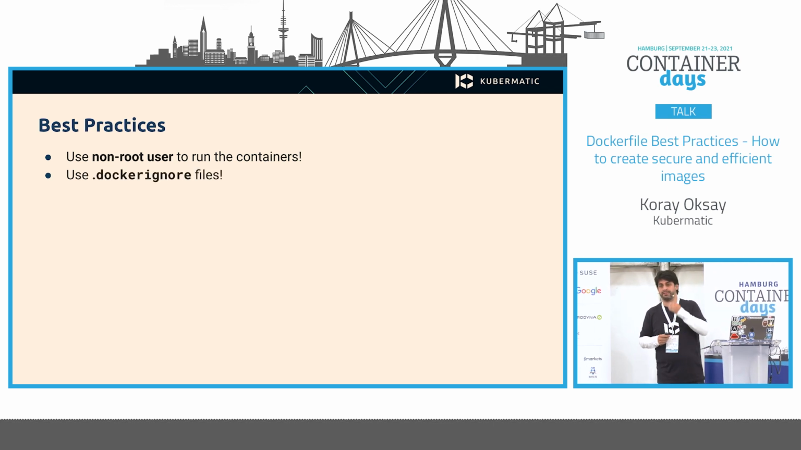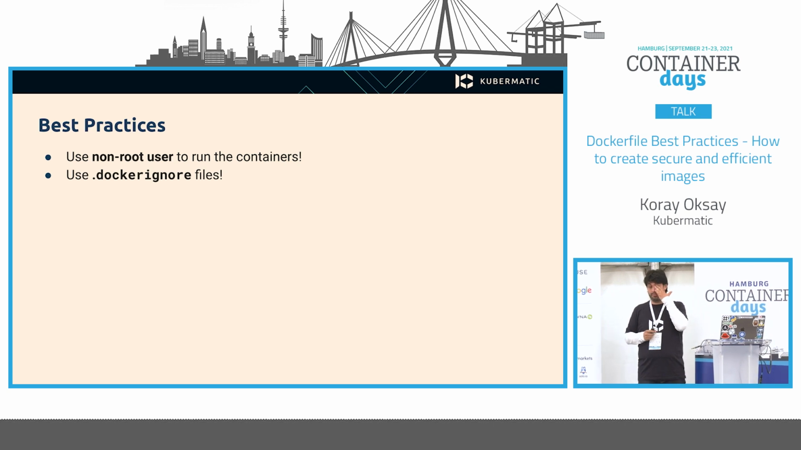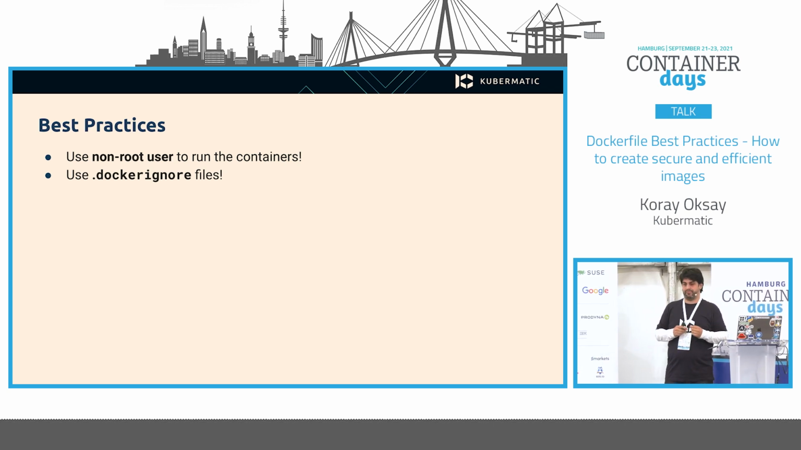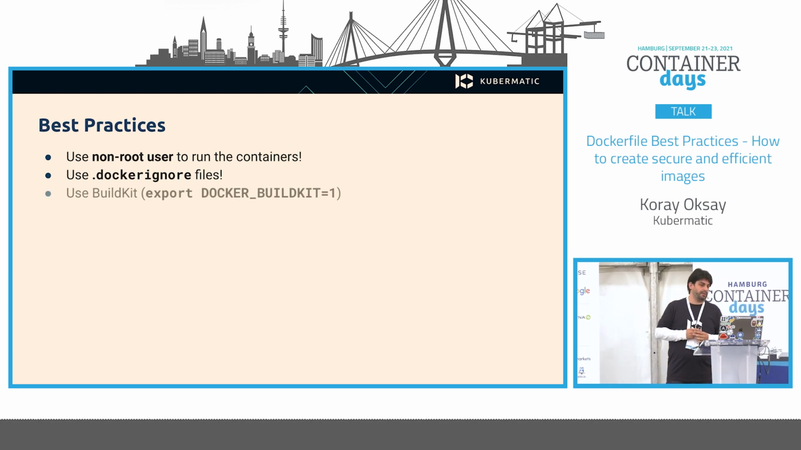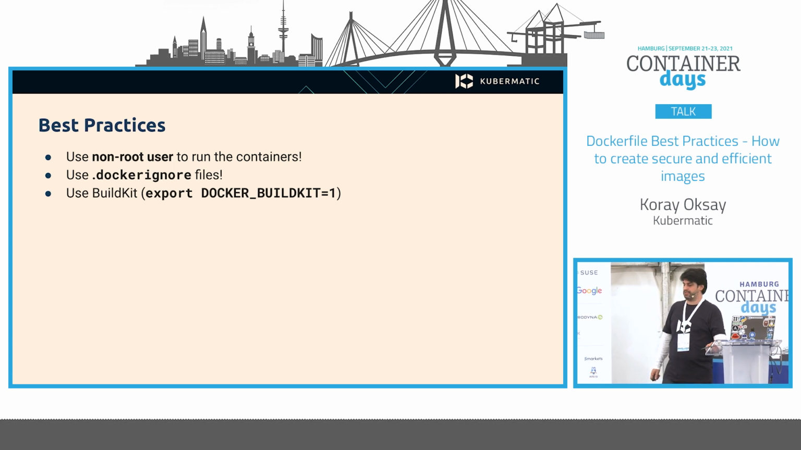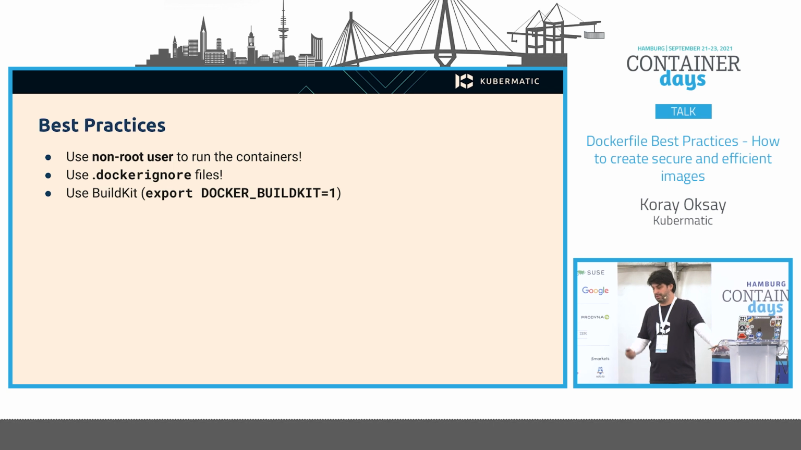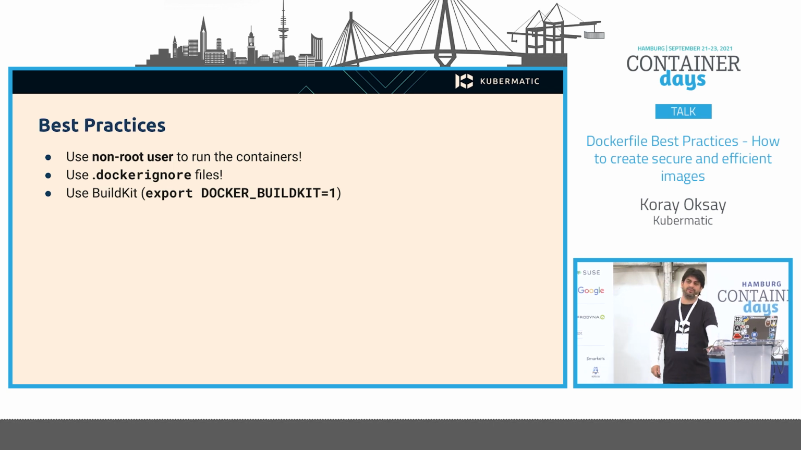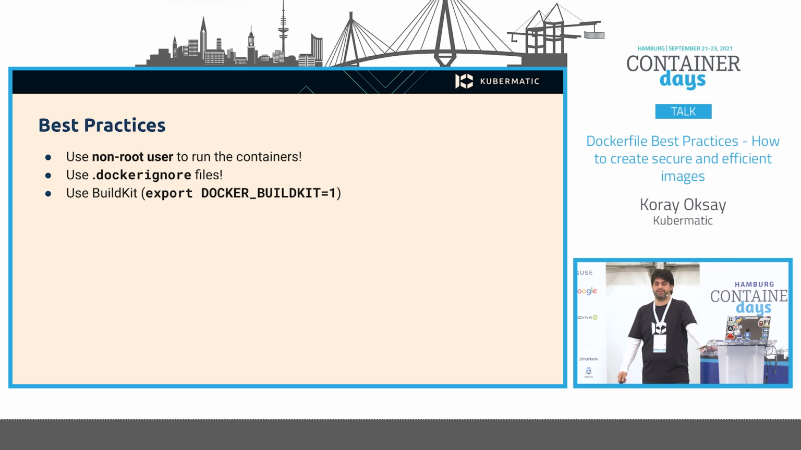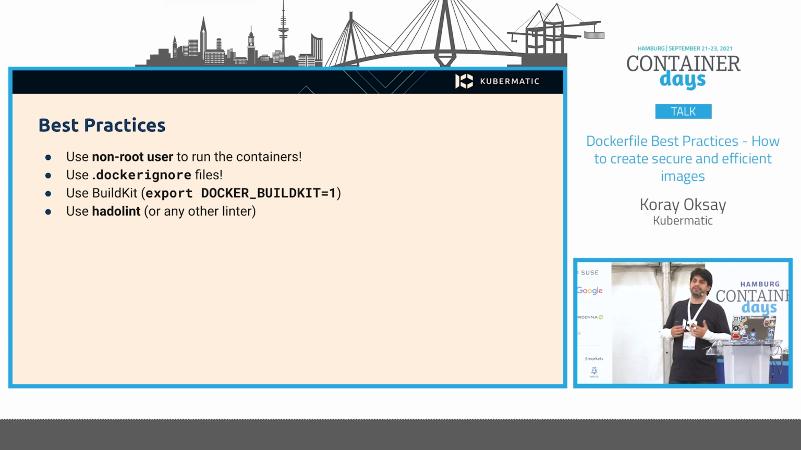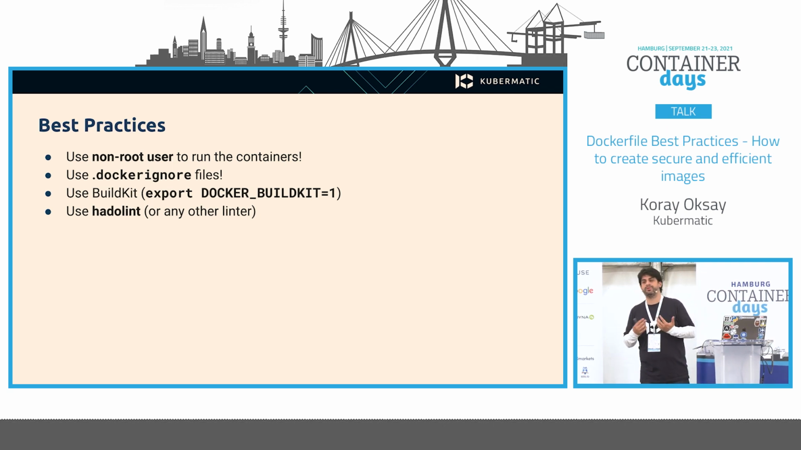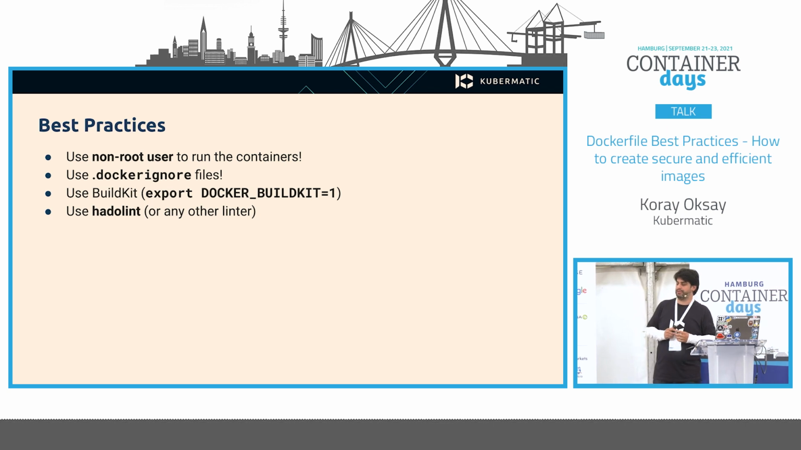Definitely use dockerignore files. You don't want to ship files that shouldn't be seen by everyone. If you are not building, let's say, Windows containers, or if you don't have any other restrictions, try to use BuildKit. I believe it will be the default eventually, but you can start using it already. Use Hadolint or any other linter to give you some ideas about what you can improve in the Dockerfile.